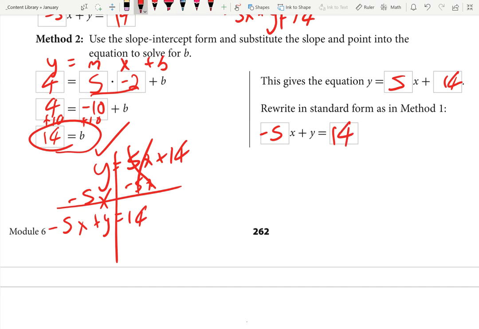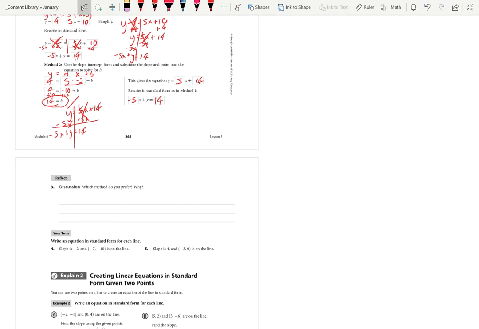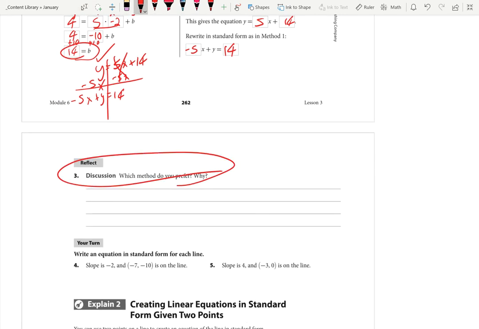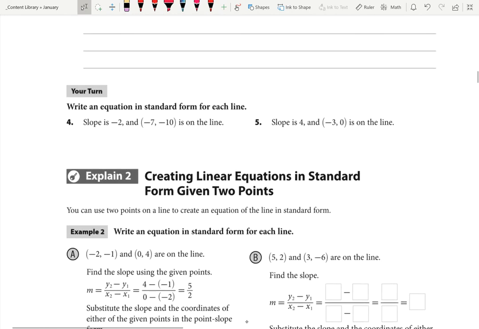That's good enough. And that's essentially what this all comes down to. So you have different methods. And if you want to write down which method you prefer and why, you can do that. Everybody's going to have their own preference as to how they want to do it. It doesn't really matter.